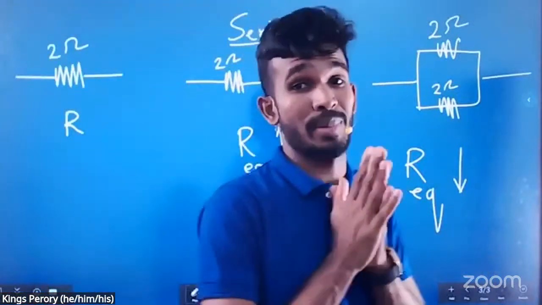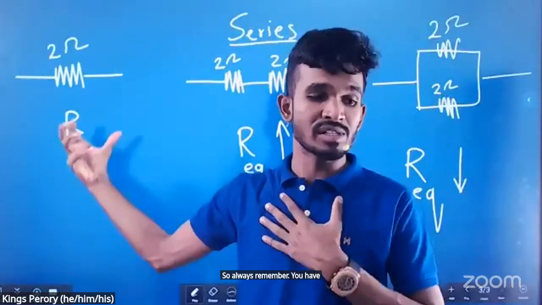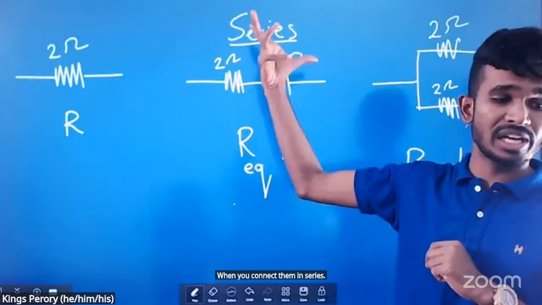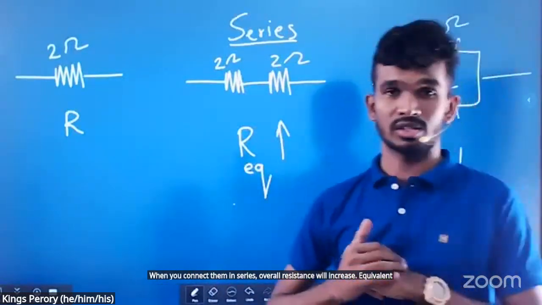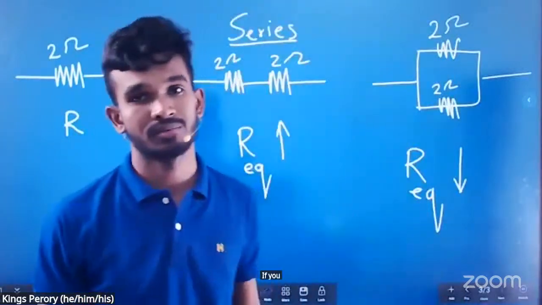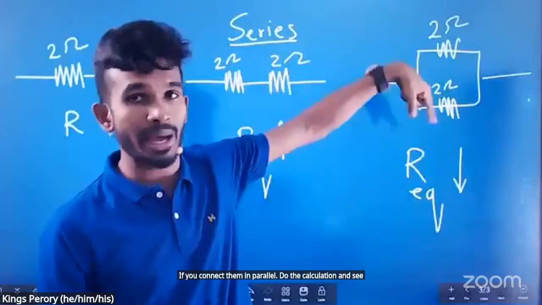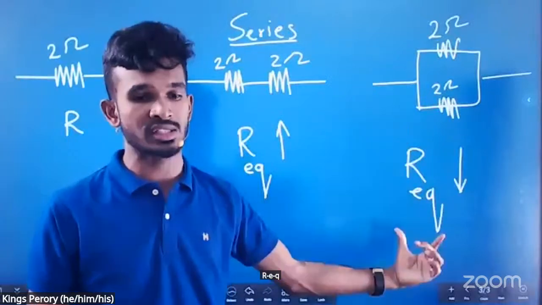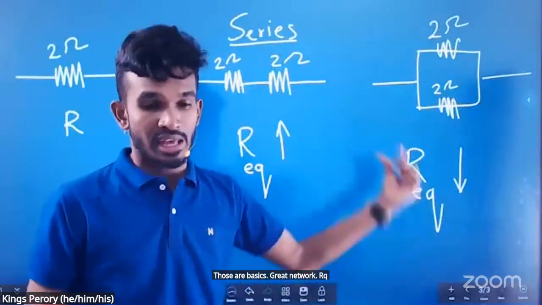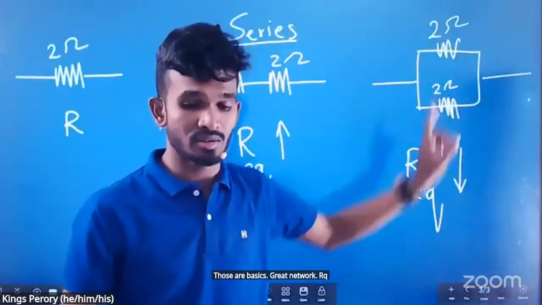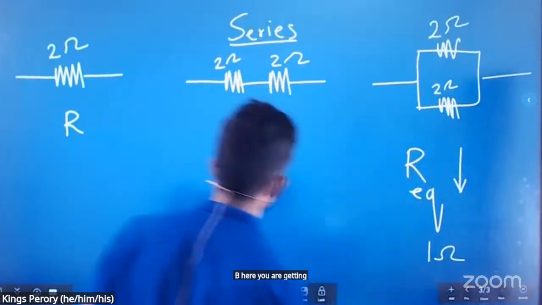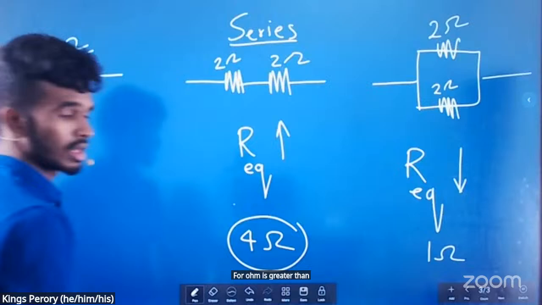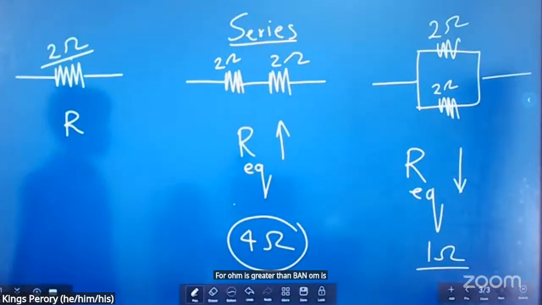So always remember, you have one single resistor, it will have a certain resistance value. When you connect them in series, overall resistance will increase. If you connect them in parallel, do the calculation and see. Those are basics, grade 10 work. Equivalent resistance will decrease. Here you are getting 1 ohm. Here you are getting 4 ohm. 4 ohm is greater than 2 ohm. 1 ohm is less than 2 ohm.